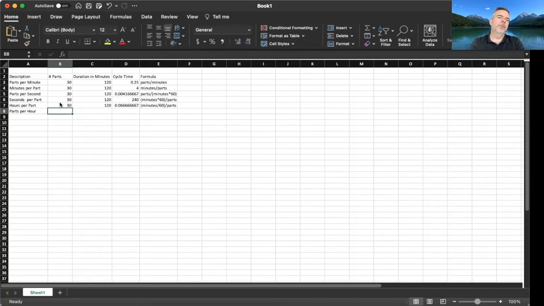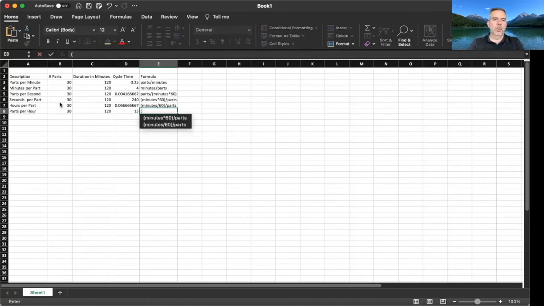Now, what if we want to do parts per hour? So we've got 30 parts, 120 minutes. So how many parts per hour? This is going to be parts divided by 120 minutes, divided by 60 to turn that into hours. Boom, parts per hour, 15. We make 30 parts every 2 hours, so divide that in half, and there you go. So what's the formula on this one? It is parts divided by minutes divided by 60 to turn it into hours.